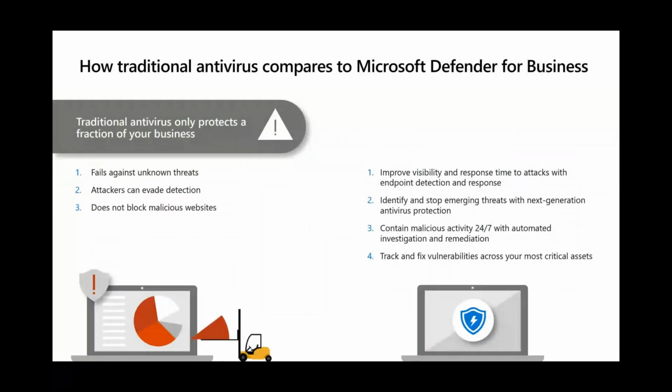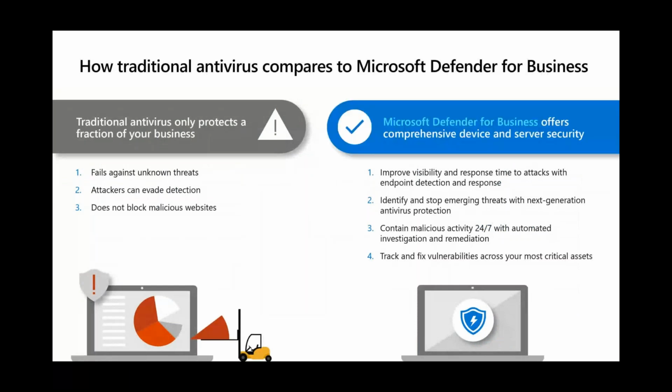Okay, so traditional antivirus comparisons to Microsoft Defender for Business. Traditional antivirus only protects against a fraction of your business. So potentially, the way that some traditional antivirus programs work is they kind of wait for a virus to happen somewhere. They wait for something to happen, and then they apply updates and patches to their antivirus software. That means it starts detecting for that vulnerability.